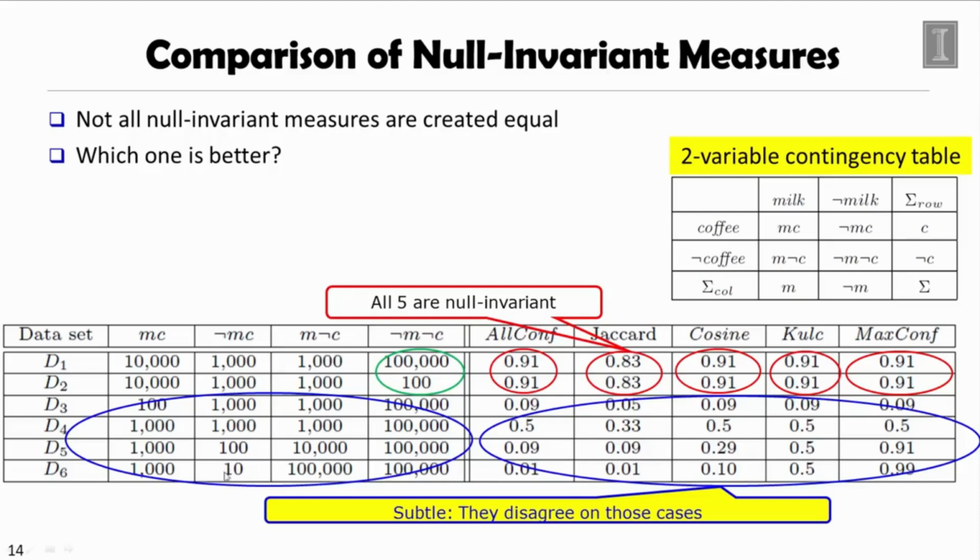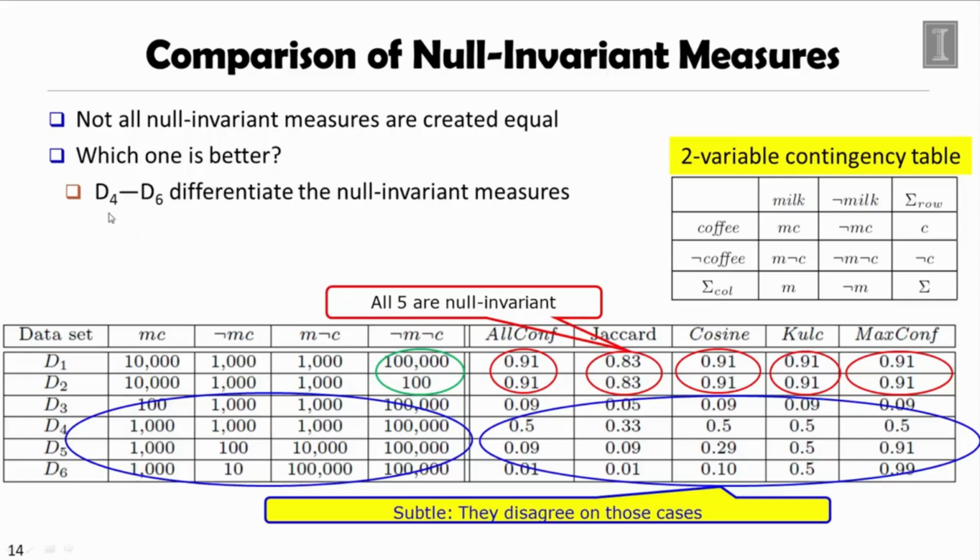Now we change this one even more. This is 1,000 to 10 or 1,000 to 100,000. The coffee guy said they are very, very likely getting together, but the milk guy said they are very unlikely getting together. Now in this case, you can see all confidence and Jaccard drop down to 0.01, and even cosine drops down to 0.1. But max confidence says, I'm very confident they are very close to 1 because they're very likely getting together. But Kulczynski said, I'm still neutral because this is 100 to 1, the other is 1 to 100. They have the equal ratio. So which one do you like?